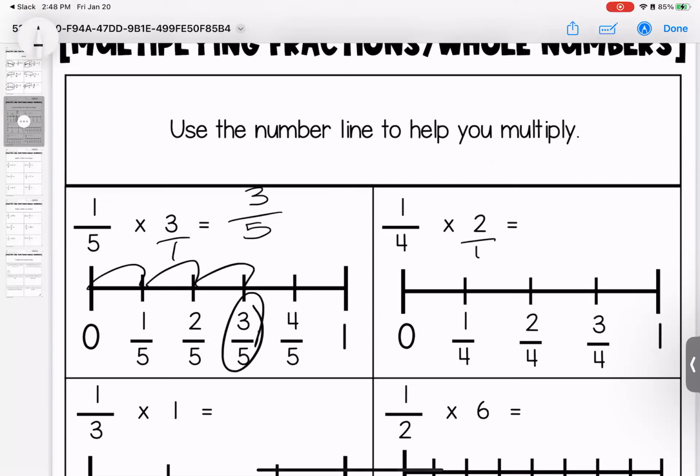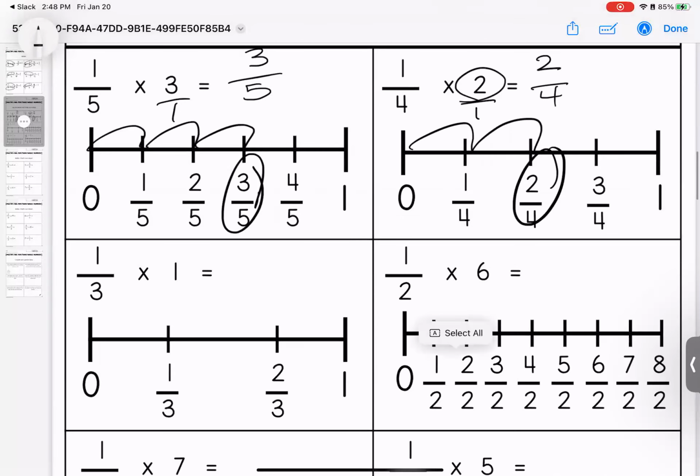Give ourselves a denominator. 1 times 2 is 2. 4 times 1 is 4. If we do 2 jumps, we should have 2/4. 1, 2. Yes, we do. 1 over 1. 1 times 1 is 1. 3 times 1 is 3. If I do 1 jump, I should have 1/3. They match.